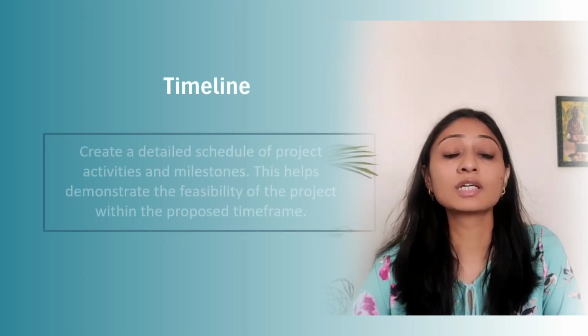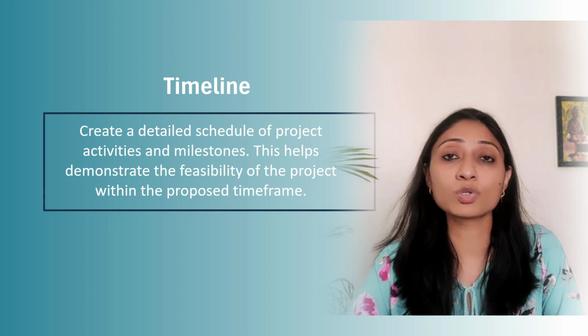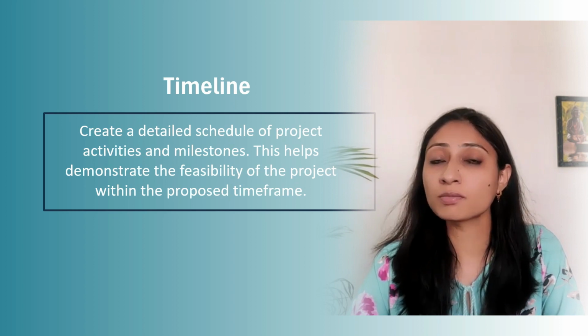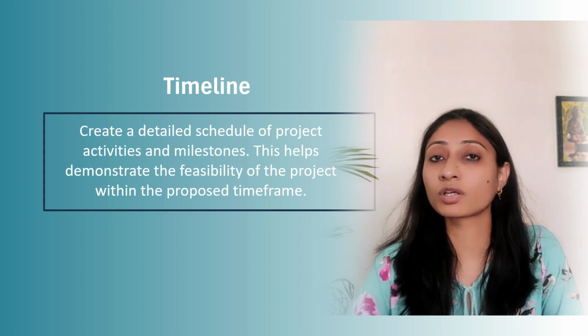The next step is the timeline, which is very important. You have to be specific about timelines. Create a detailed schedule of project activities and milestones. This helps demonstrate the feasibility of the project within the proposed time frame. That means you need to specify what you are going to do in the first 3 months, and what you are going to perform in the next 3 months, and so on.